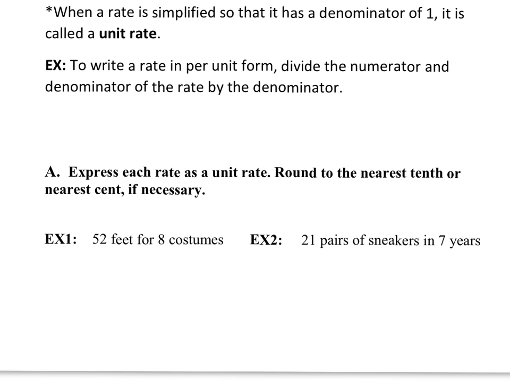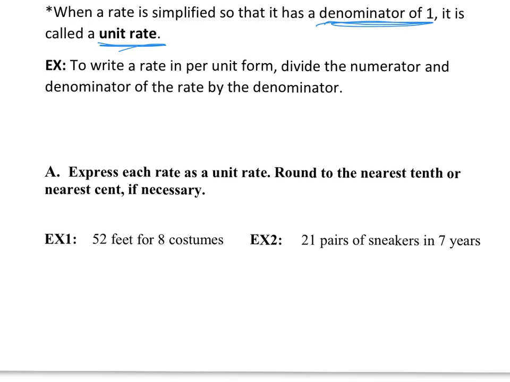When a rate is simplified so that it has a denominator of 1, it is called a unit rate. So in this case, whenever you have that rate and you divide it to get a denominator of 1, that is considered a unit rate. To write a rate in per unit form, divide the numerator and denominator of the rate by the denominator.